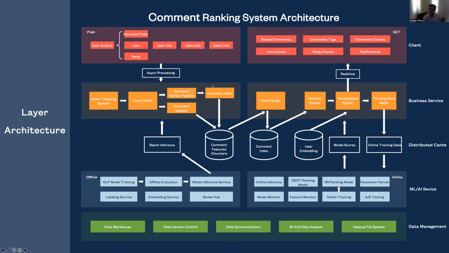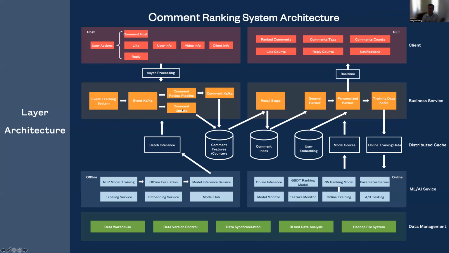Let's take a look layer by layer. What happens when you post a comment? When a user posts a comment, clicks like, or posts a reply, it will form a request context: user information, video information, client information, and the comment you posted will go through this event tracking pipeline right here. The event tracking system processes those comments asynchronously. So you will write to this event Kafka. And this event Kafka will be consumed by two services. First is the comment review pipeline, and the second is the comment update.